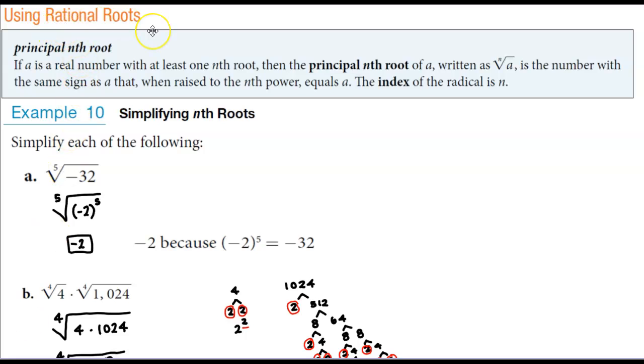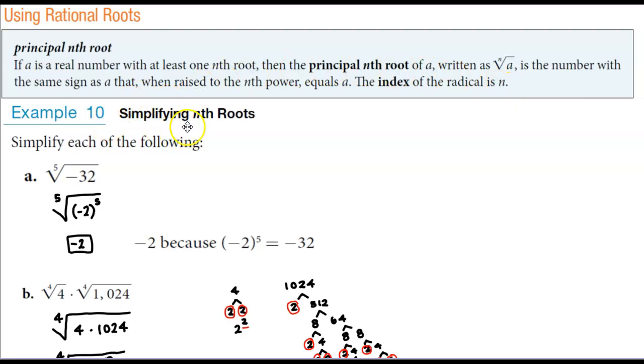Using rational roots. The principal nth root states that if a is a real number with at least one nth root, then the principal nth root of a, written as the nth root of a, is the number with the same sign as a that, when raised to the nth power, equals a. The index of the radical is n.